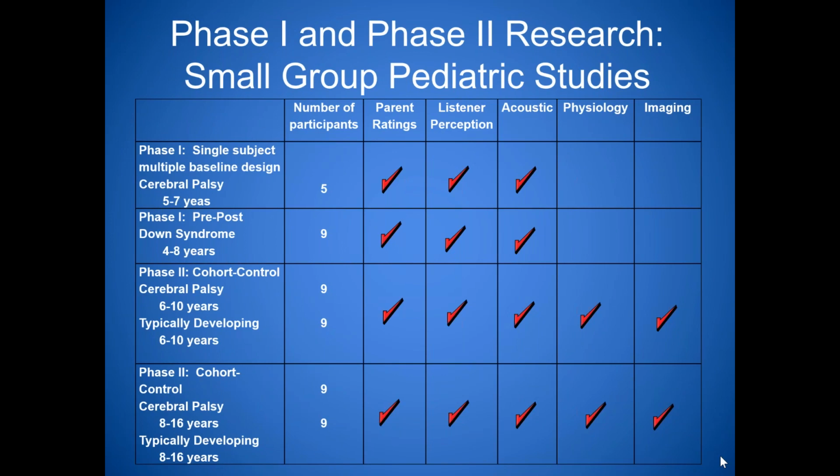We then went on to a phase 1 pre-post study with a group of Down syndrome individuals, and those children were ages 4 to 8 years. There were 9 of those, and we essentially used the same outcomes that we did in the original study, and then moved into some larger studies with comparative, typically developing children, as you can see in the last 2 rows there, 9 children in each of those groups. We looked at all of the same outcome variables, but we also looked at some physiological measurements as well as neuroimaging measurements to see if we were also able to detect changes in the respiratory and laryngeal subsystems as well as in the brain. Next slide.